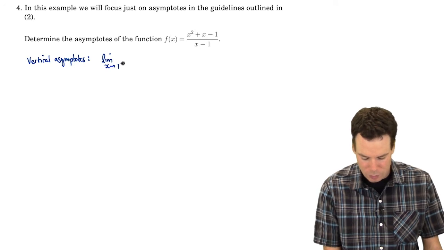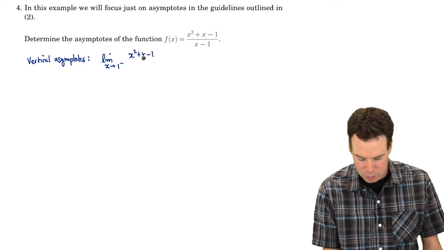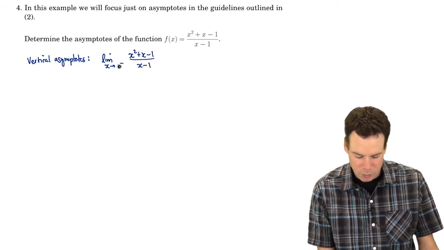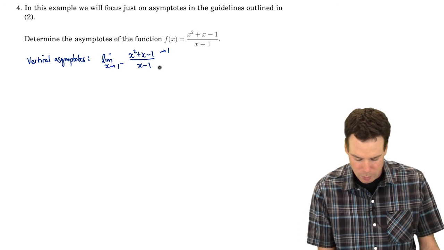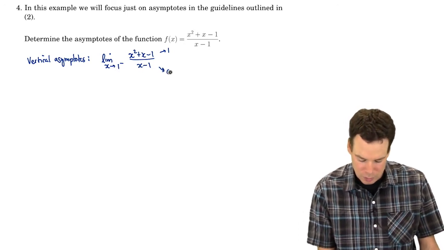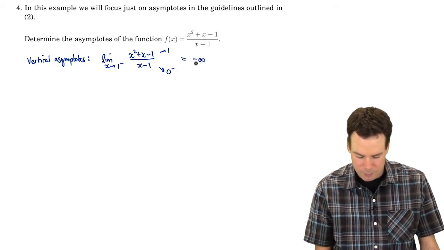So what happens as we go towards 1 from the left? So that's x squared plus x minus 1 over x minus 1. As we head towards 1 from the left, the top goes to 1 plus 1 minus 1. So the top is going to 1. The bottom, as you head towards 1 from the left, slightly smaller than 1, is going to 0 through negative values. So this is going to negative infinity.